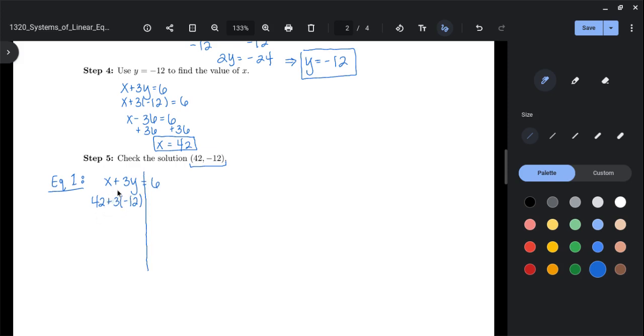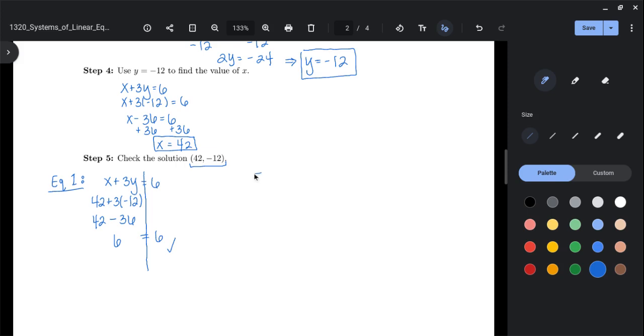So, order of operations, we're going to multiply first. So, 3 times negative 12 is a negative 36. And 42 minus 36 is 6, which is exactly what we had on the right-hand side. So that solution works for equation 1.